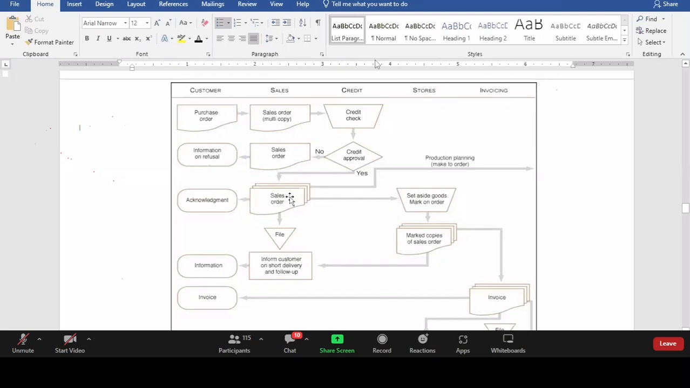if goods may require production, so you can see this line is production planning. Or if the goods are available, then set aside goods as per order, and then the order is used to pick goods, and then when the goods are picked, the goods are used to, there is in the store marked copies are sales order.